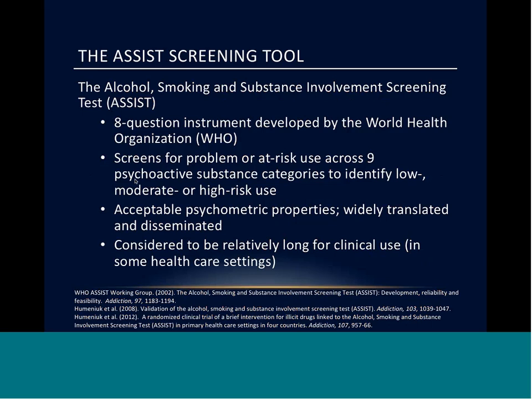The ASSIST can also help to identify patients who may be at risk of developing problems related to their substance use in the future, and it can also identify substance use as a contributing factor to a patient's presenting illness. The ASSIST can be linked to a brief intervention to help moderate risk substance users cut down their use and to motivate high risk users to accept a referral to treatment. And where the caveat comes in, although the full 8-item ASSIST has acceptable psychometric properties and has been widely translated and disseminated, it is considered by many healthcare professionals to be relatively long for clinical use in some settings.